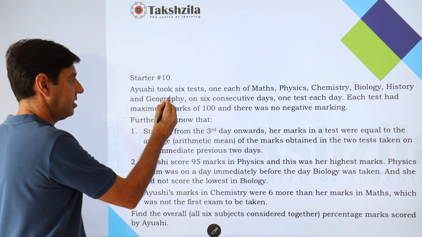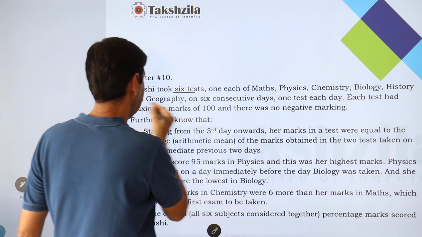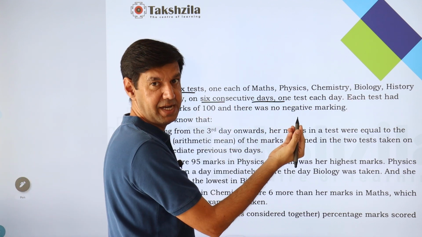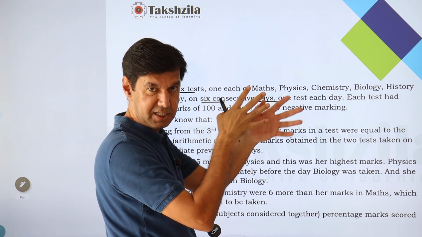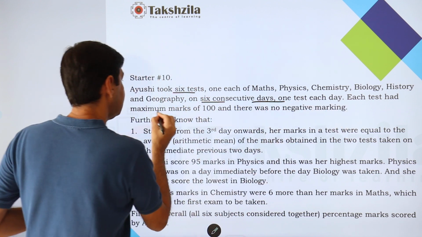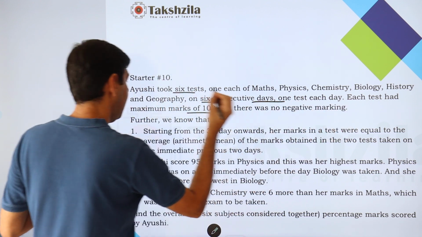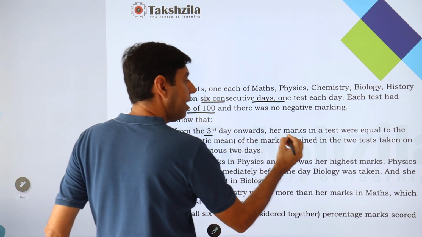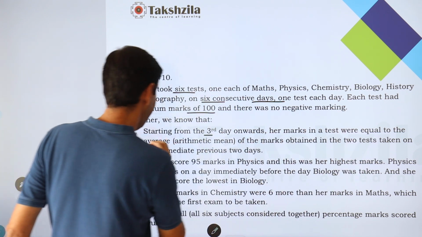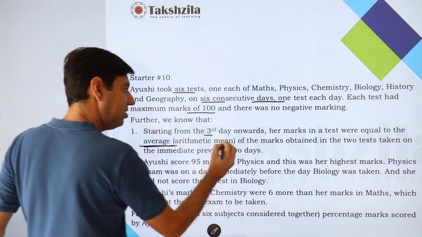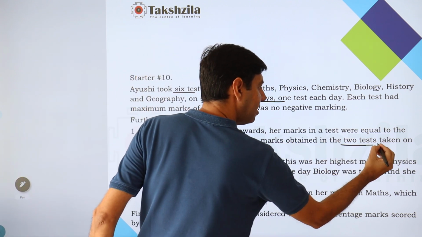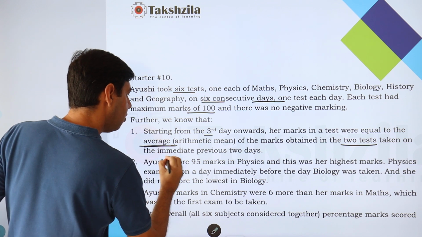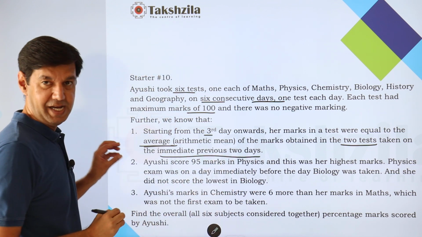Like in this set we have 6 tests, in 6 subjects, on 6 consecutive days. So right now it's looking like an arrangement or so on. Each test had a maximum of 100, no negative marking. Further, we know that starting from the 3rd day, her marks in a test were equal to the average of the marks obtained in the 2 tests taken on the immediate previous 2 days.